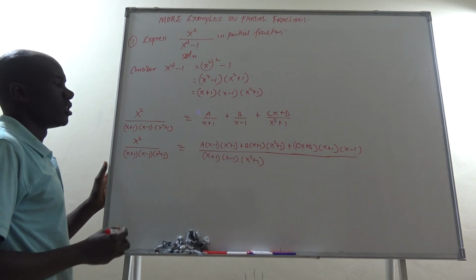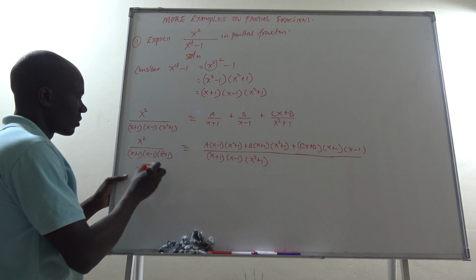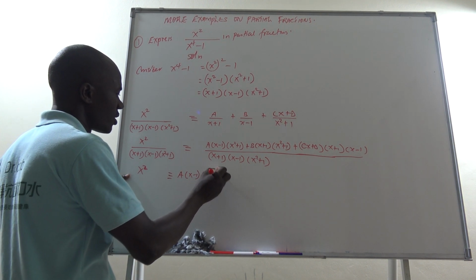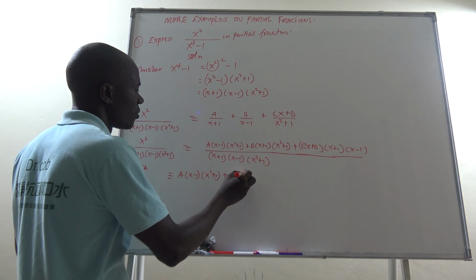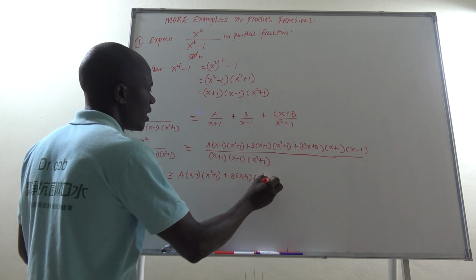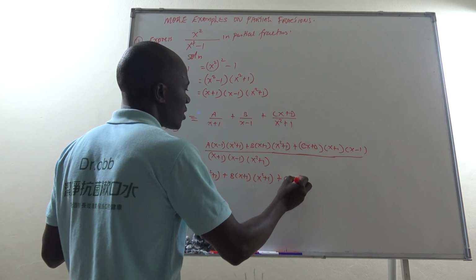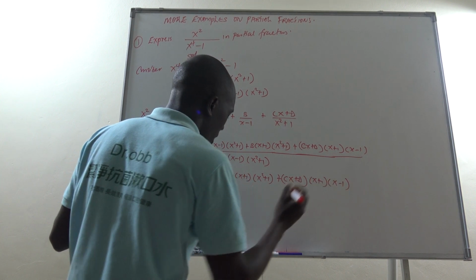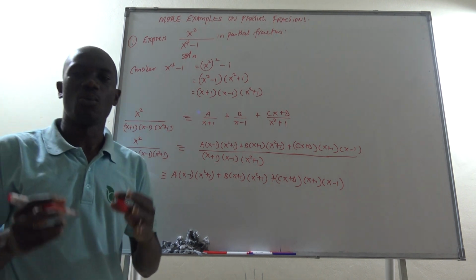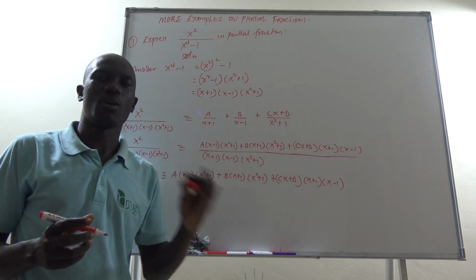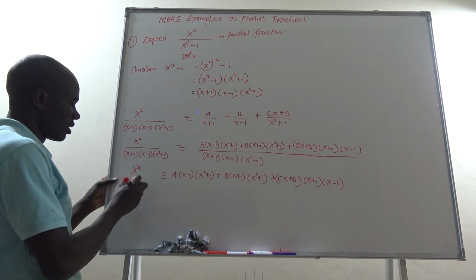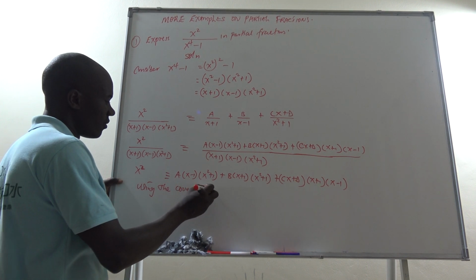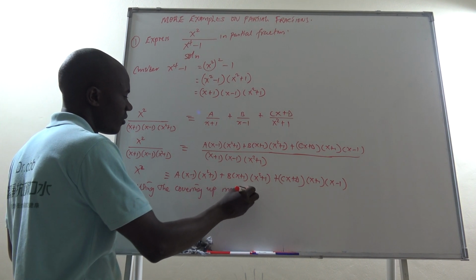The denominators cancel on both sides, so we remain with x squared equals a into x minus 1 into x squared plus 1, plus b into x plus 1 into x squared plus 1, plus cx plus d into x plus 1 into x minus 1. We can use several methods. I'm going to use the covering up method so that we can easily get these constants.